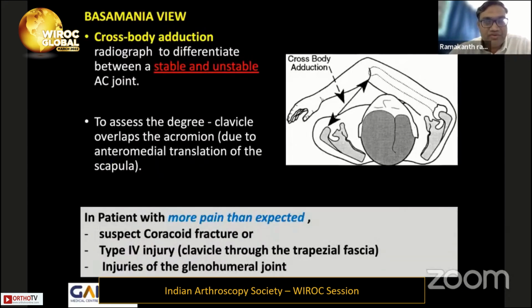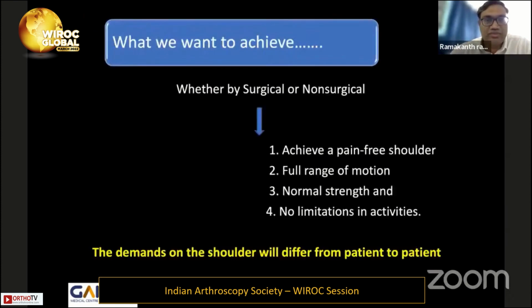The Basamania view will help differentiate type 3 as a stable or unstable dislocation. It is based on the degree of clavicle overlap over the acromion process. When the patient's pain is out of proportion, we need to suspect a coracoid fracture, type 4 injuries, or injuries to the glenohumeral joint.